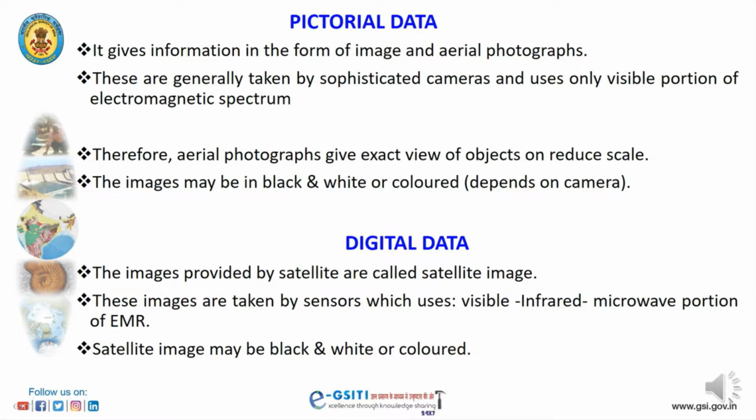Digital data. The images provided by satellite are called satellite images. These images are taken by sensors which use the visible, infrared region and microwave region of electromagnetic radiation. Satellite images may be black and white or colored.